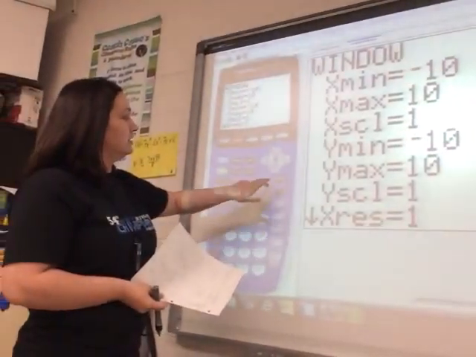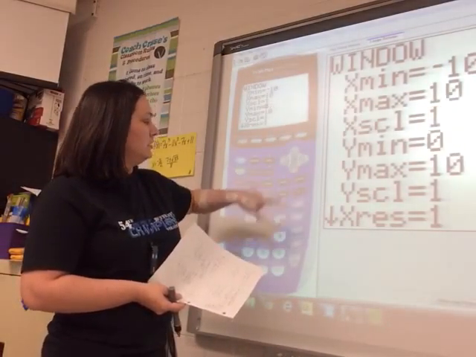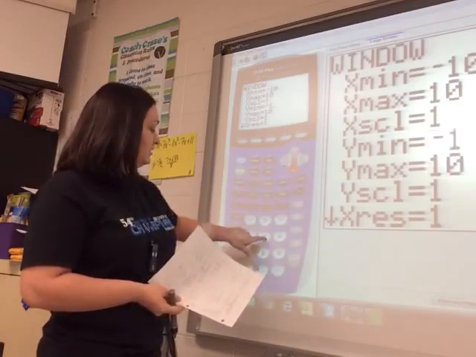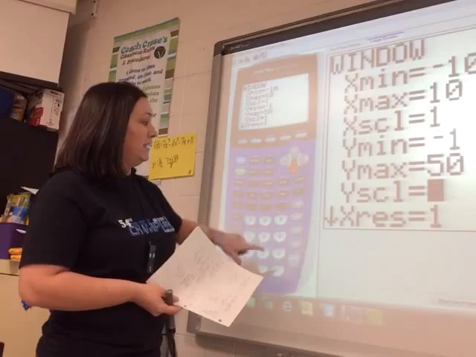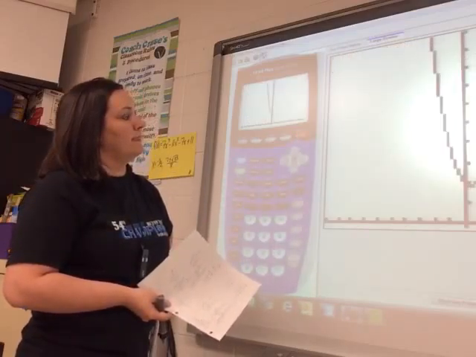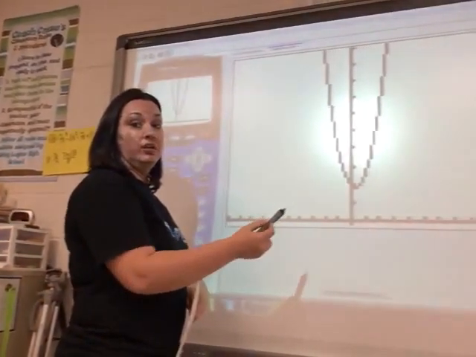I'm going to go back and play with this a little bit. I don't want all this negative y, so I want to put 1 here for a negative y value. Let's make this 50 for a y max, and let's count by 5s. Let's graph it again. So there's your quadratic. But here's what I want you to notice. If you can see the quadratic, there you go.